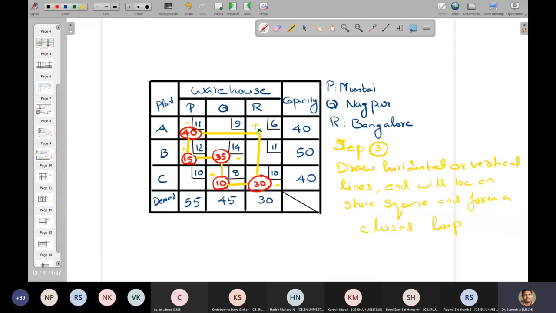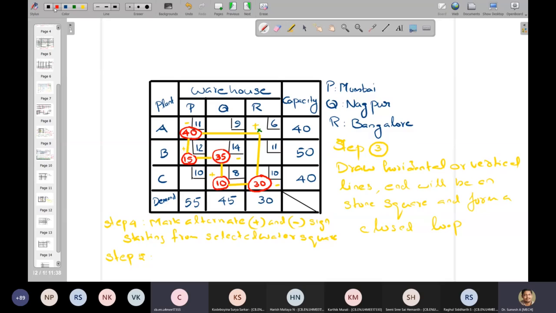So step number 4. Mark alternate plus and minus signs starting from the selected water square. Now step number 5.